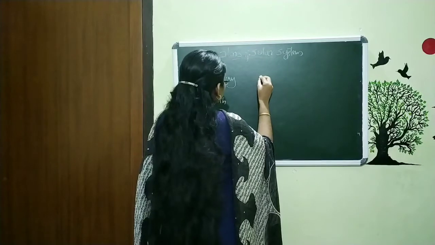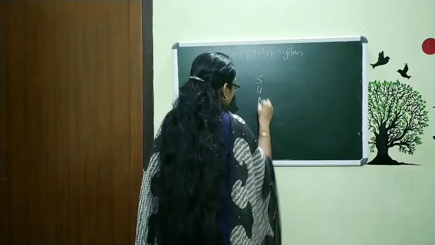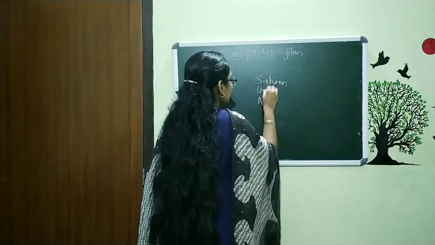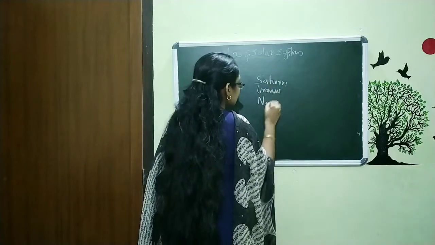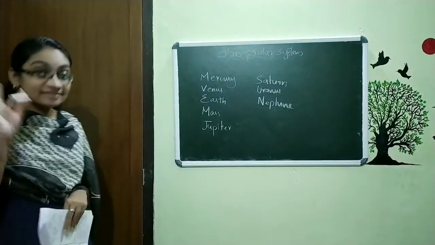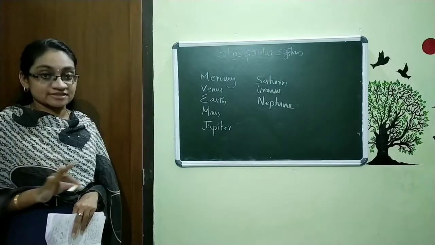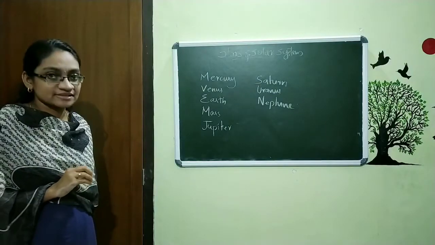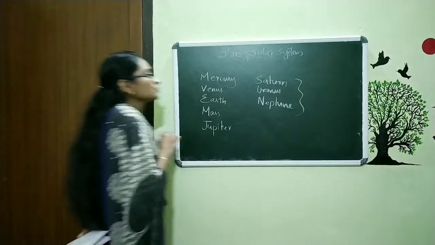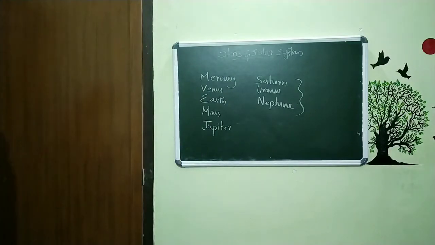They are Saturn, Uranus and Neptune. These are the three planets left to discuss. Today first we are going to discuss these. Only some of the points are there with this. So first we are going to discuss Saturn.